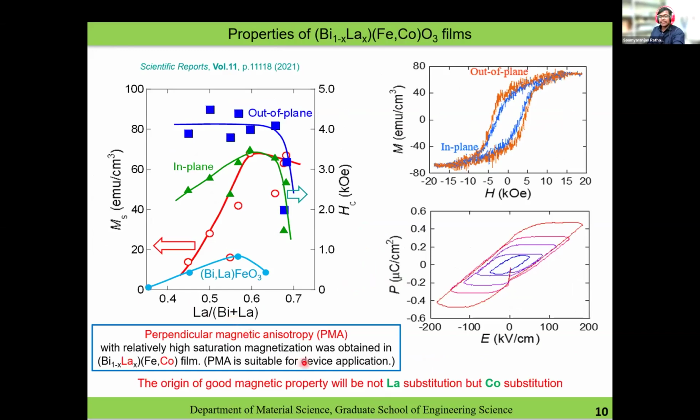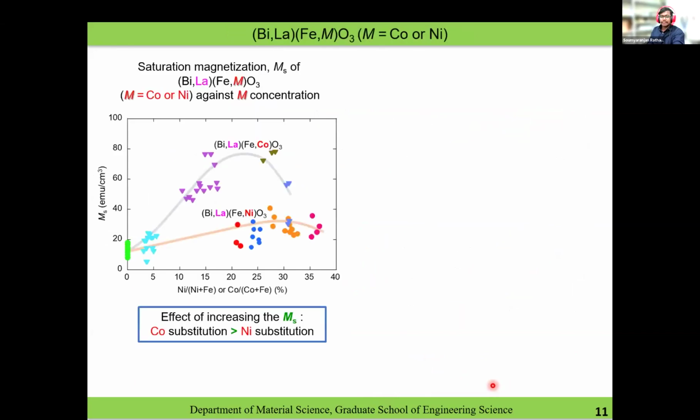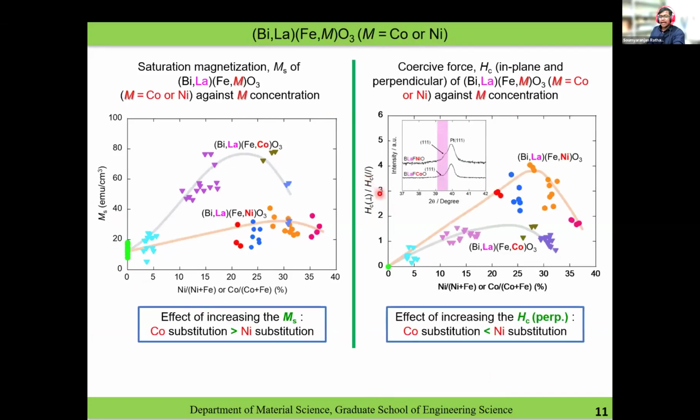But the thing is here, we substituted lanthanum in the A side and cobalt in the B side. Now, for cobalt, we have to optimize the concentration. So we studied the dependence of magnetization and anisotropy on cobalt. In one case, if we substitute cobalt, you can see here, the cobalt is increasing the magnetization while nickel is decreasing the magnetization. We had tried nickel also.